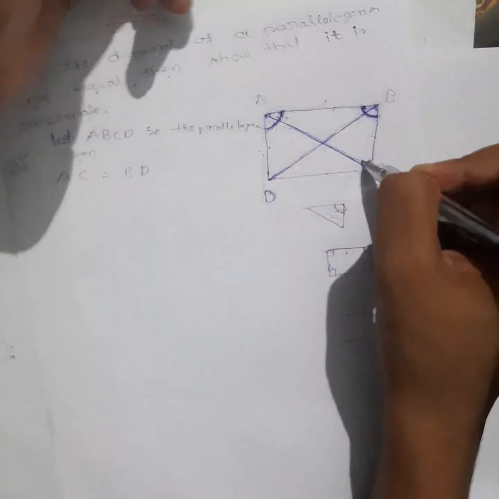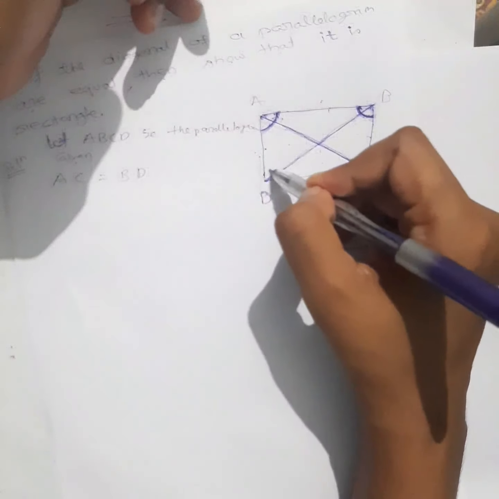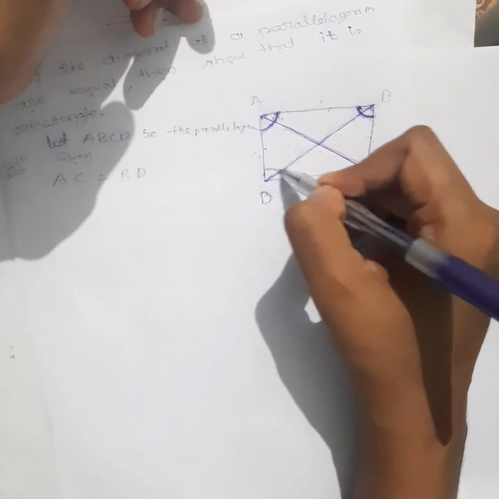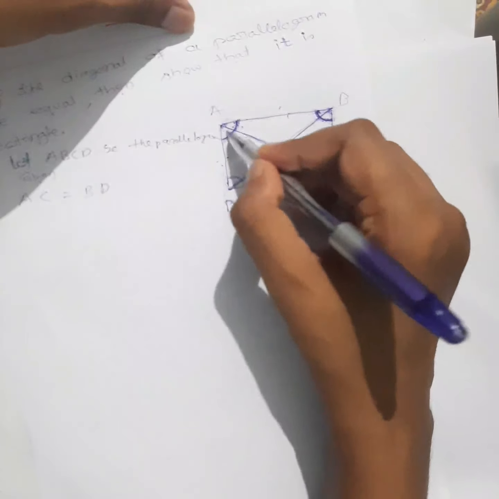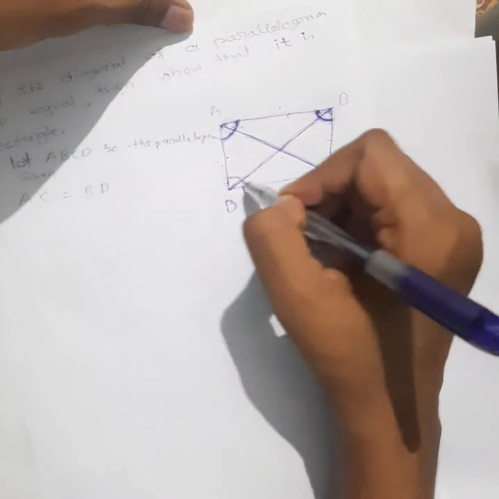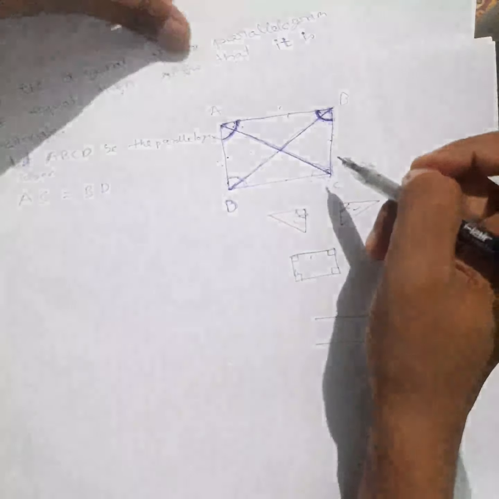In the same way you can write similarly this and this. How will you consider this triangle? You can see this angle will be there in this triangle. In the same way you can show this will be the diagonal. This angle will be in this triangle. Same way. Okay. Now see how you show these two triangles congruent.